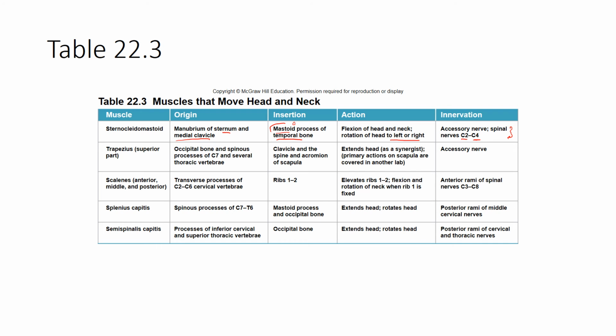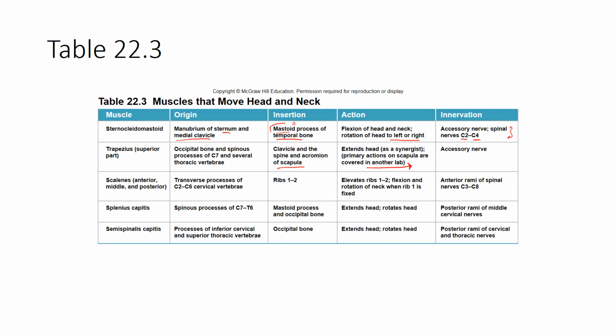Trapezius, superior part: the origin will be the occipital bone and the spinous processes of C7 and several thoracic vertebrae. The insertion will be the clavicle and the spine and acromion of the scapula. What is the muscle action? Extend the head as a synergist. A synergist, the co-pilot, is a muscle that helps the prime mover, or agonist muscle, to perform the action. The primary actions on the scapula are covered in another lab, probably the next lab.